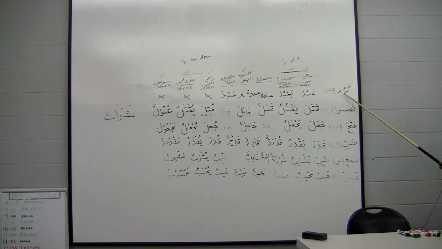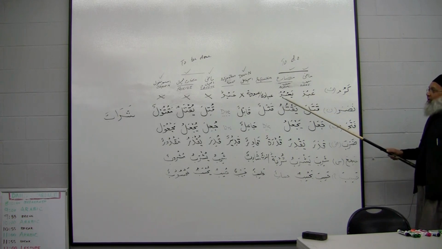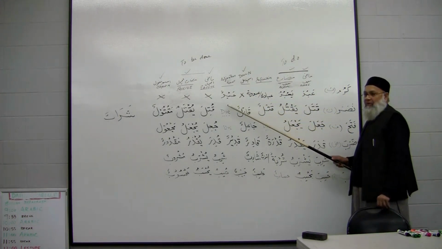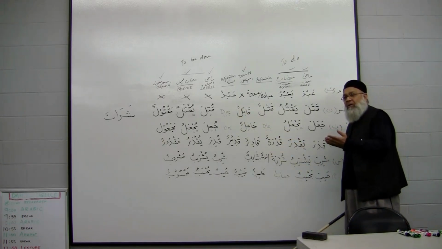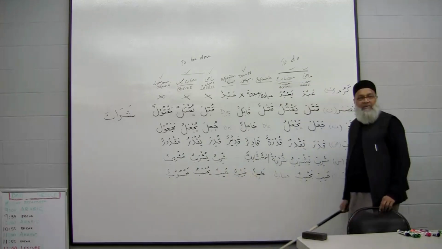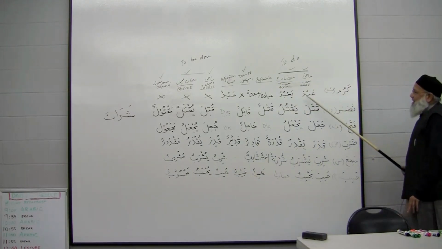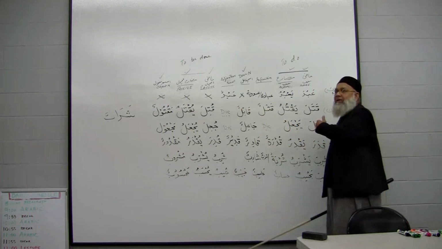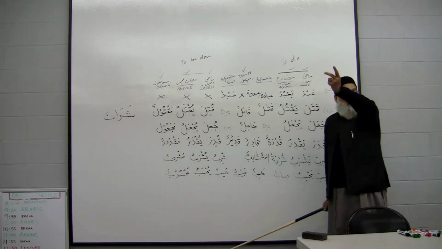So for this bab, the example is abuda yabudu ibadatan ubudiyatan fahu abdun. Abuda yabudu ibadatan ubudiyatan fahu abdun. So it's described like this, fahu abdun. That means he is the doer.